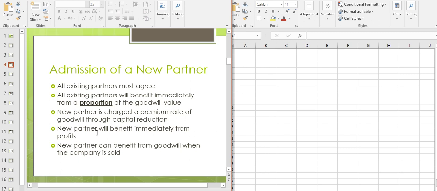Obviously, new partner brings in money, they join the business straight away, they will benefit immediately from profits. And when the business decides to sell, the new partner, they may also benefit if the company is sold on again and again and again. Okay, every time there is a change to a partnership, if there is goodwill, then we need to account for it, and you'll see in a few moments time how exactly we do that.